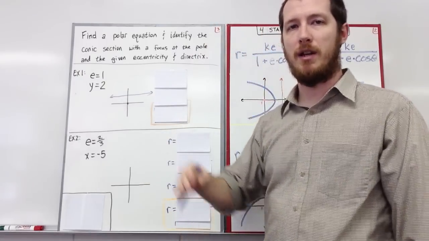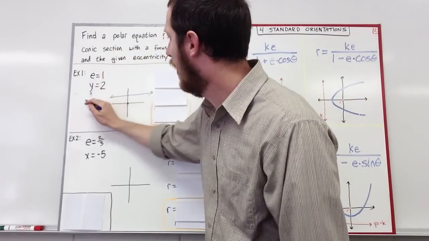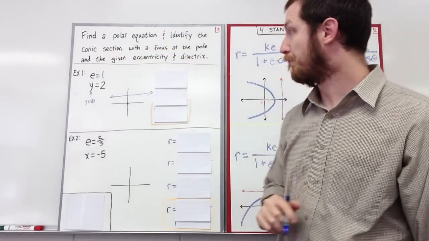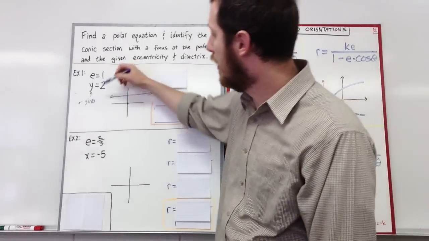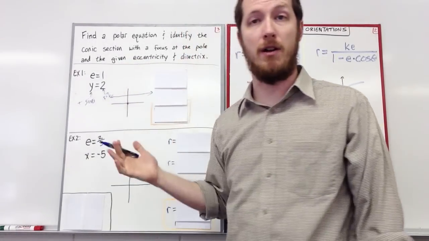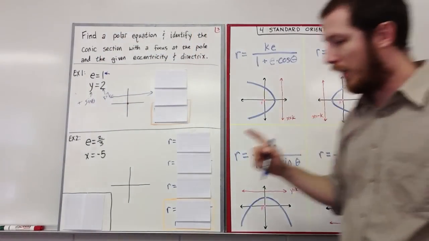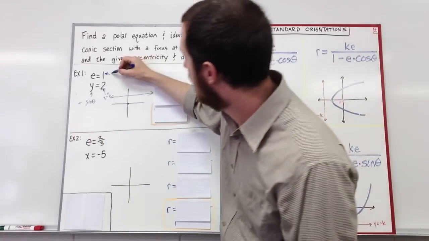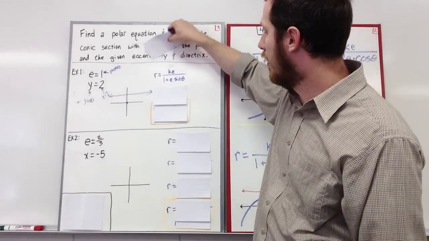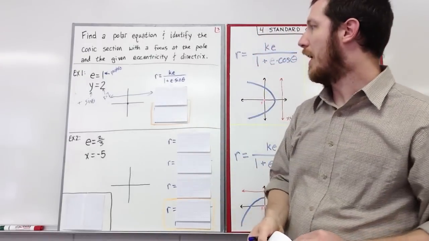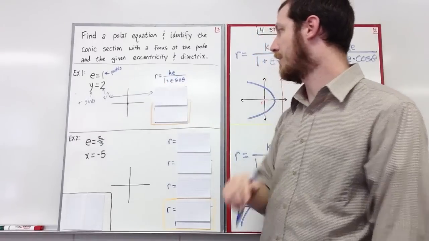That tells me that I've got a horizontal directrix, and I'm going to have a sine in my equation. The positive 2 tells me that I'm going to be adding that sine, and the 2 itself tells me that that's my k value. So we've pulled all that just from the directrix. e equals 1. Well, when e equals 1, we've got a parabola. So let's set up our equation. Remember our standard form, we've got k times e, and since we had y equals, we've got sine. Since we've got a positive 2, we've got a plus.